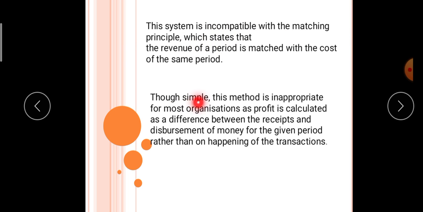Now this method is simple, but in most businesses where lots of transactions are taking place, or in big organizations, it is very difficult to calculate the correct profit. Because a lot of sales take place on credit, and in the same manner purchases also take place on credit. So it is difficult for the organization to find out the correct profit and loss on the cash basis of accounting. This method is simple, but it is not appropriate for most organizations.